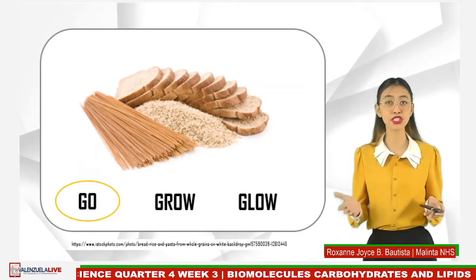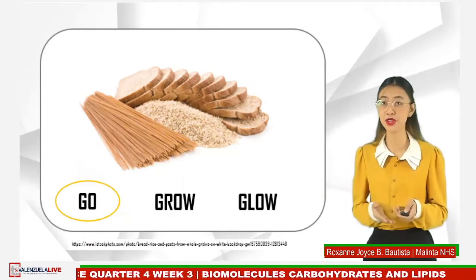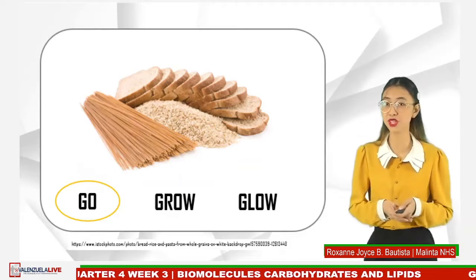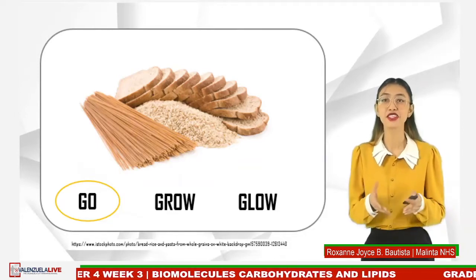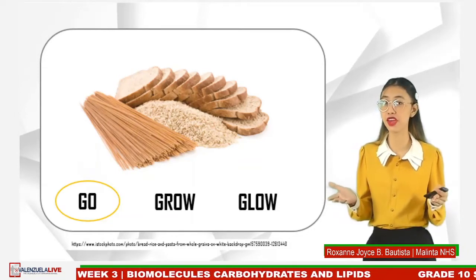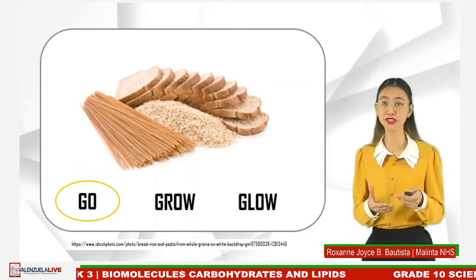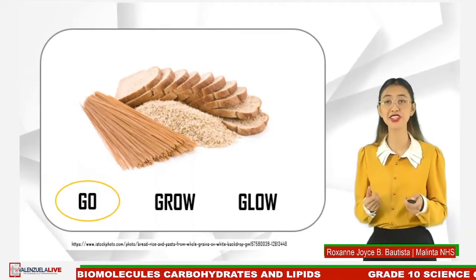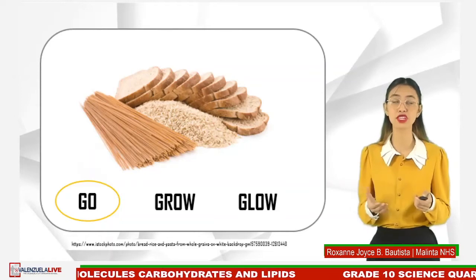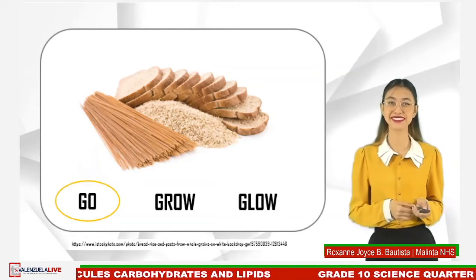Do you know that the following foods that we talked about earlier have something to do with our topic today? The macronutrients that you get when you eat these Go, Grow, and Glow foods, such as carbohydrates, lipids, and proteins, are biomolecules.